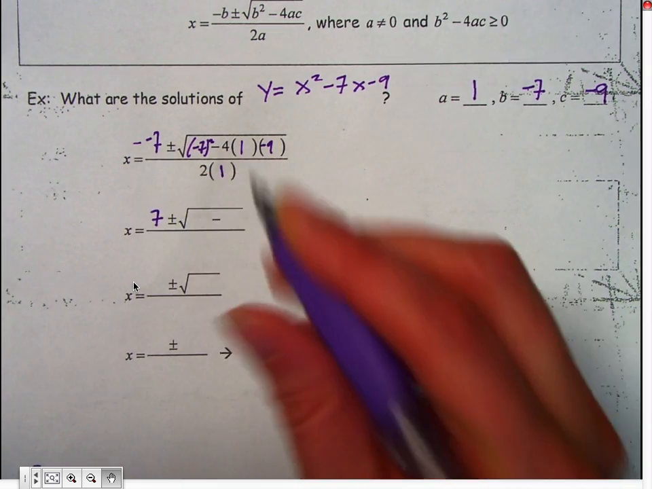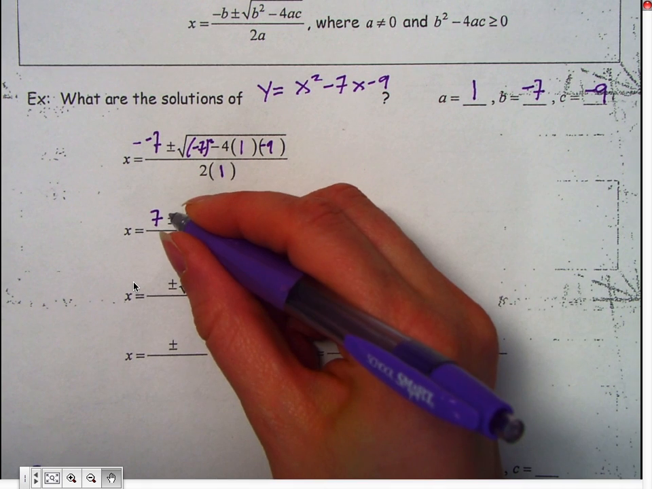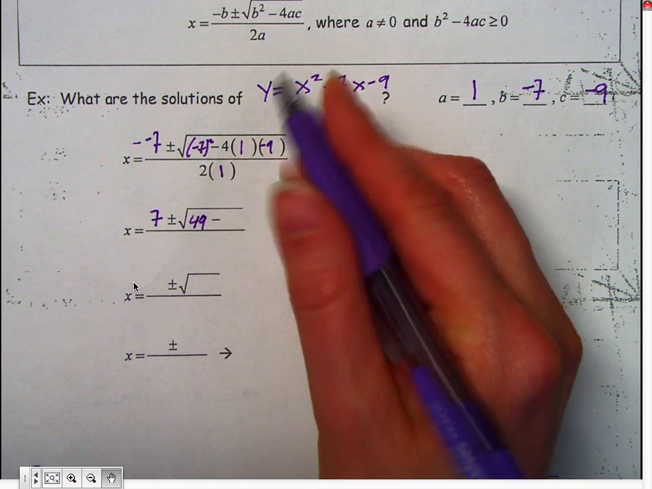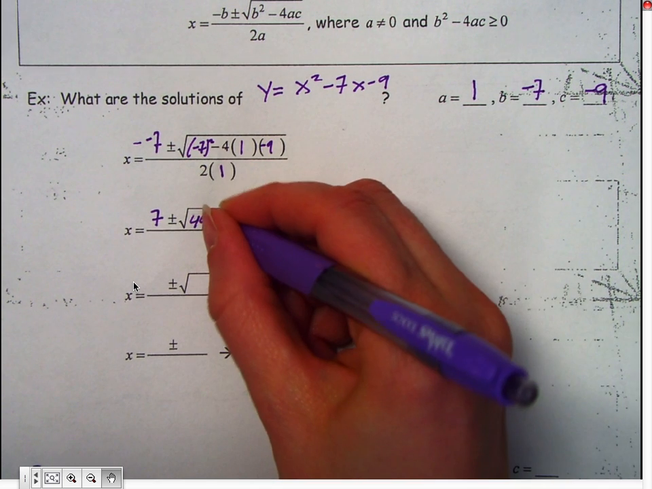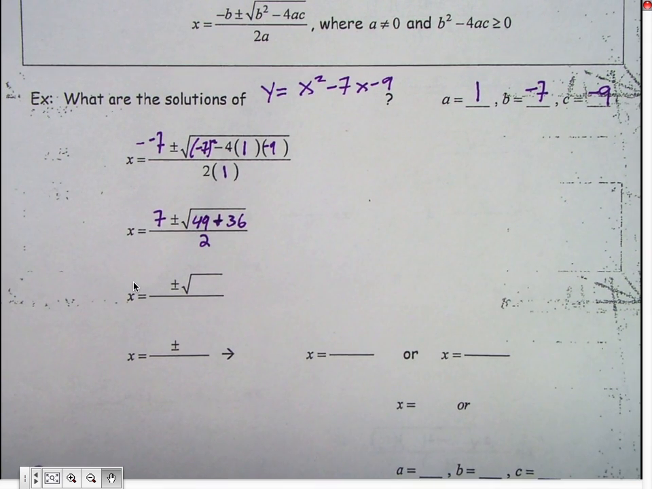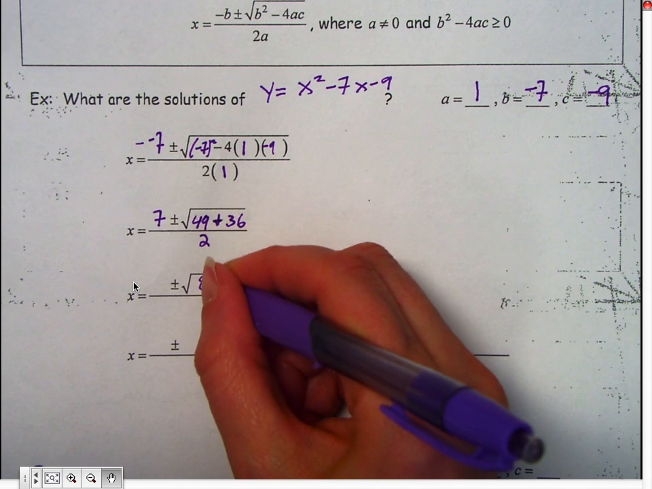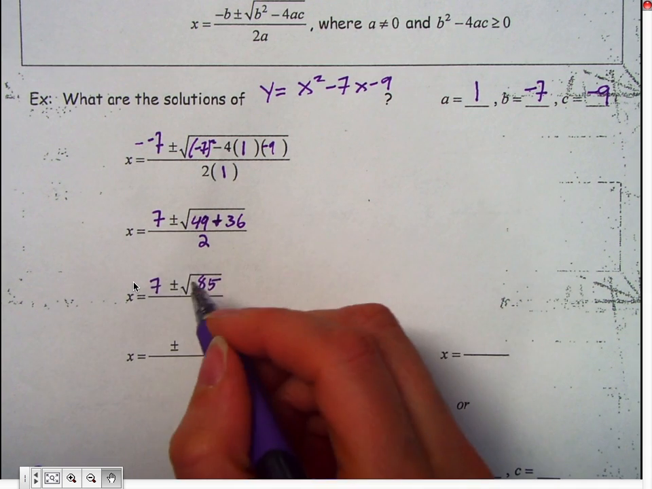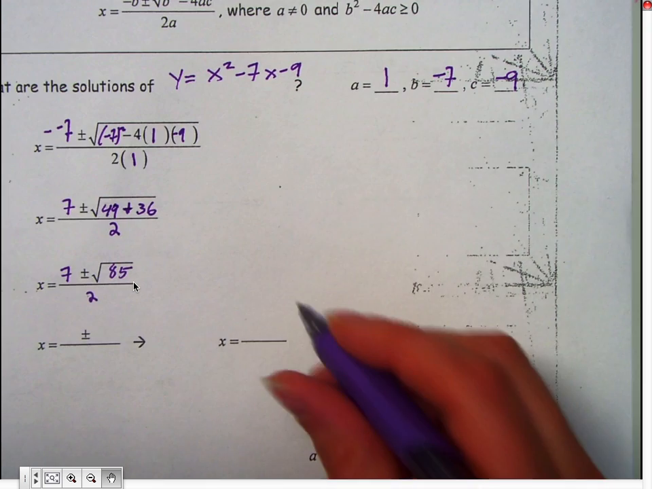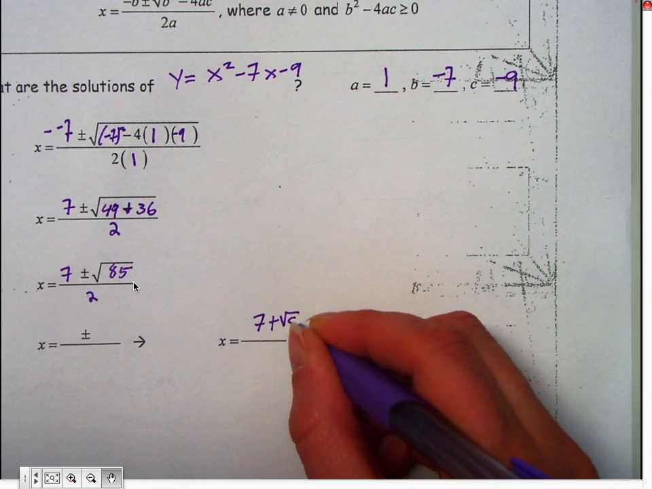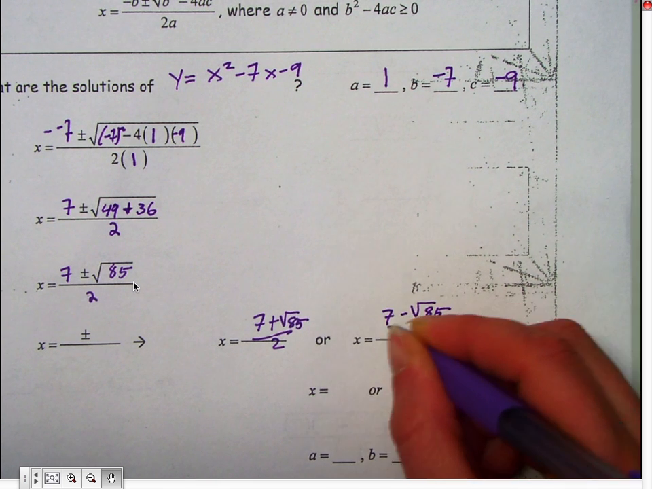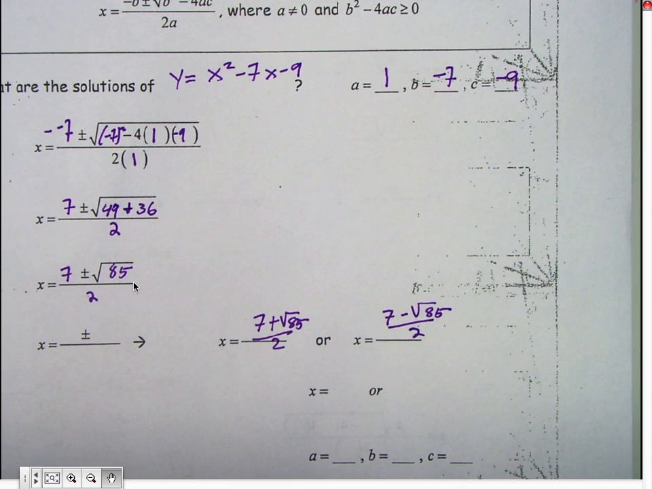I get 7, because a negative and negative is a positive, plus or minus the square root of 49, because negative 7 times negative 7 is positive 49. 4 times 1 times negative 9 is positive 36, all over 2. 49 plus 36 is 85. So I have 7 plus or minus the square root of 85 over 2. Okay? So we get 7 plus the square root of 85 over 2, or 7 minus the square root of 85 over 2. Okay? So I'm going to show you another one.